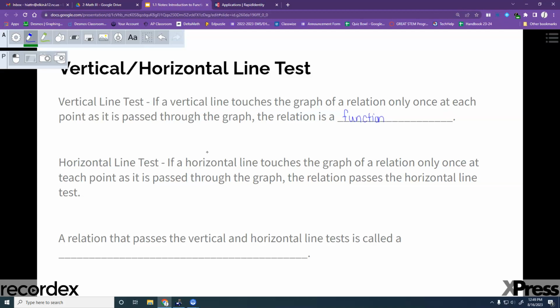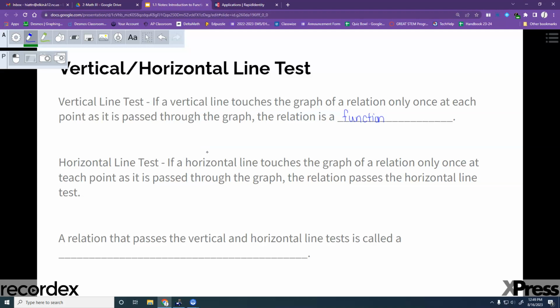Okay, so if we have that vertical line and it only hits at one point everywhere, then that is a function. I'm going to add one more thing on top of that that you didn't talk about in Math 1, or at least I don't think so, is the horizontal line test. It's the exact same thing, but with a horizontal line. So we're going to take a horizontal line, pass it through, and see if it hits more than once. This is going to be important when we get to inverses, knowing if something is this type of function.